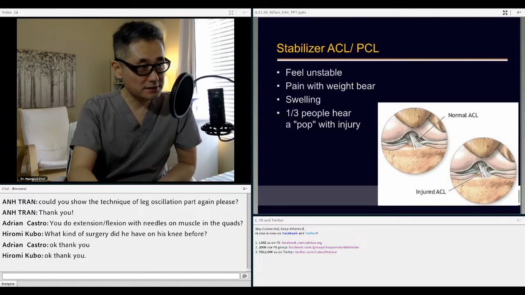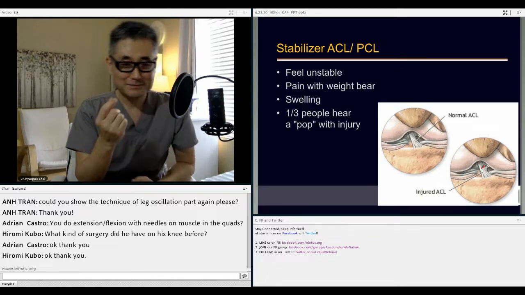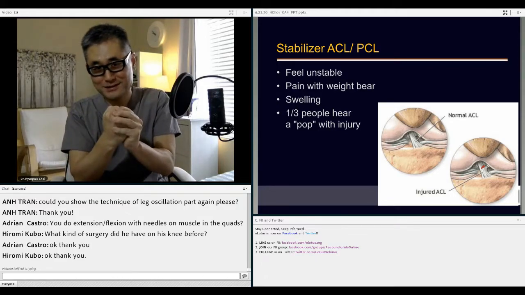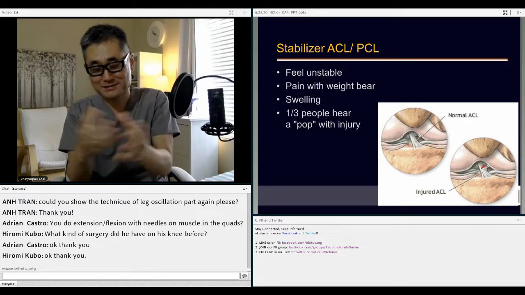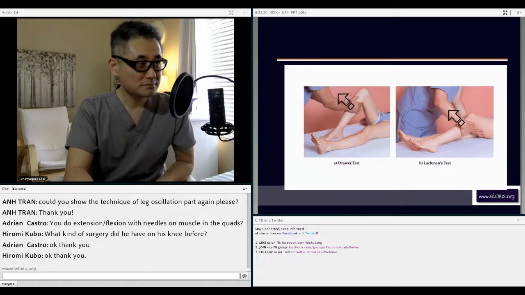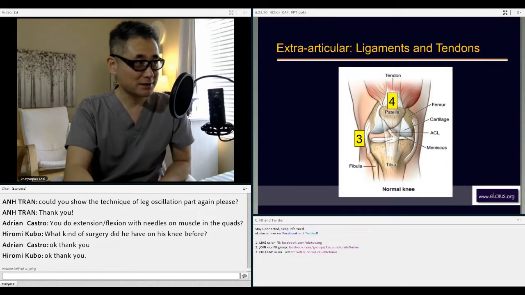ACL: if the ACL is torn, that is the ligament that holds and stabilizes the joint. So when the ligament is injured, what happens? Pain and instability, because the stabilizing device is damaged. This is a drawer test. I'm not explaining everything about this test here.